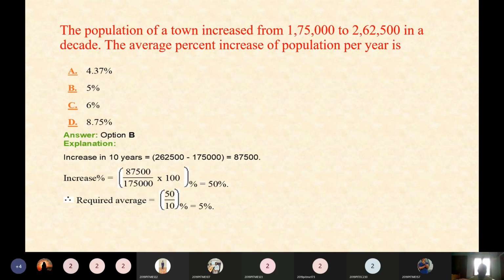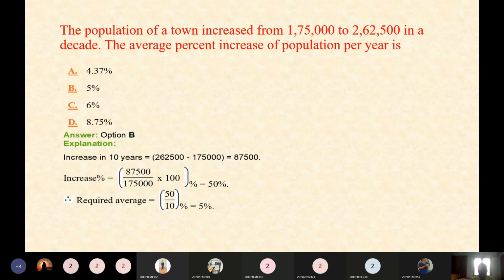But they're asking the average percent increase of population per year. So you take the population increase in the last 10 years, 50, divided by 10, because you know it is 10 years. So 50 by 10 gives you the population increase per year, so 5% is increased per year. So the population increased 5% in a year. So what is the option? B. So option B is correct.